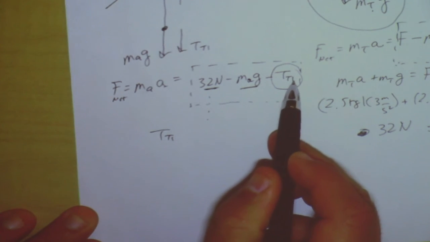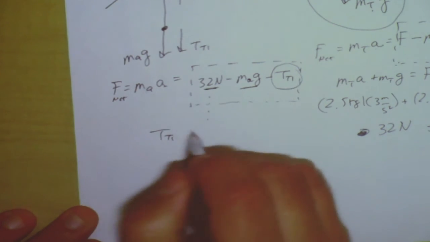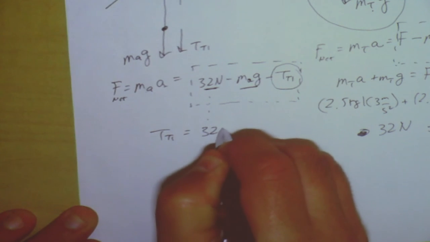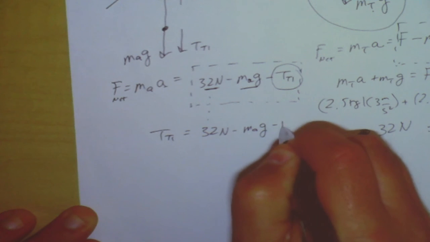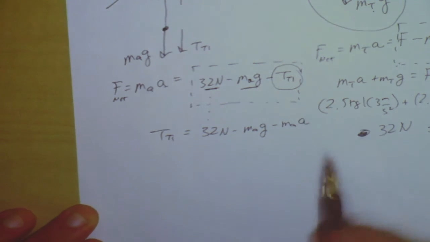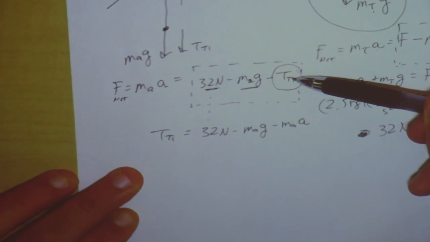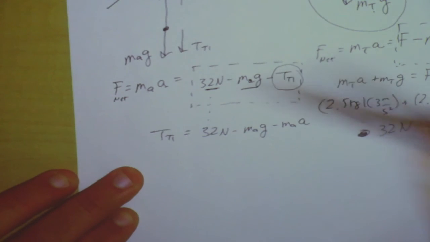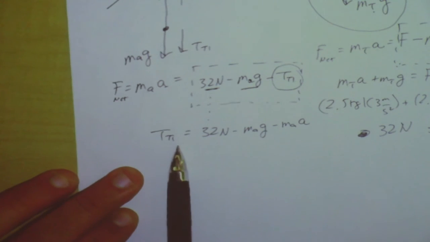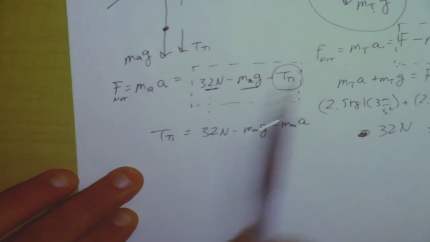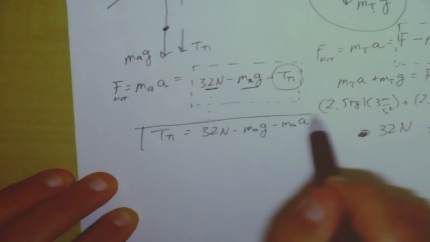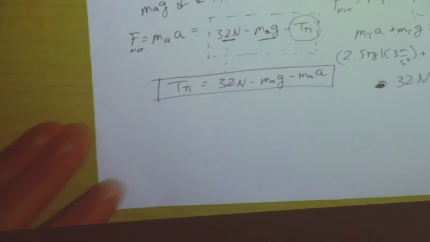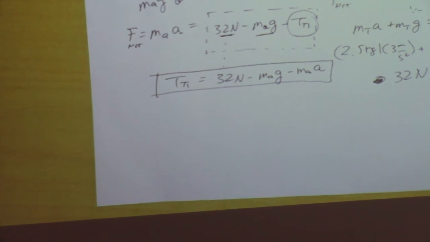Top tension of 1, I'm putting that over to the left-hand side. 32 newtons minus mass A times G minus mass A times A. So I took this, put it to the left-hand side, by subtracting it from both sides. Or sorry, actually adding it to both sides. And then subtracted this from both sides. And so without putting the numbers, that's the way you do it.